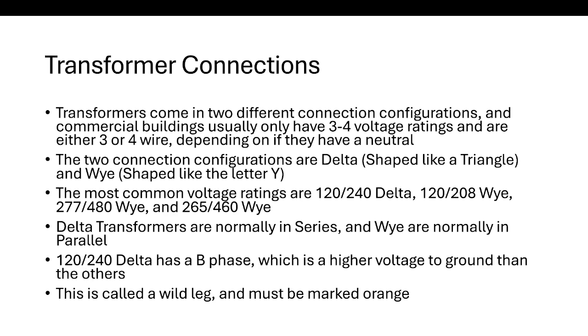Delta transformers are normally hooked up in series, and Y are normally hooked up in parallel. This is why in 120/240 delta, your B phase is a higher voltage to ground, because you're picking up the voltage from the phase itself and half from another phase. And this is referred to as a wild leg and must be marked orange to inform people that it is a different voltage from your other conductors.